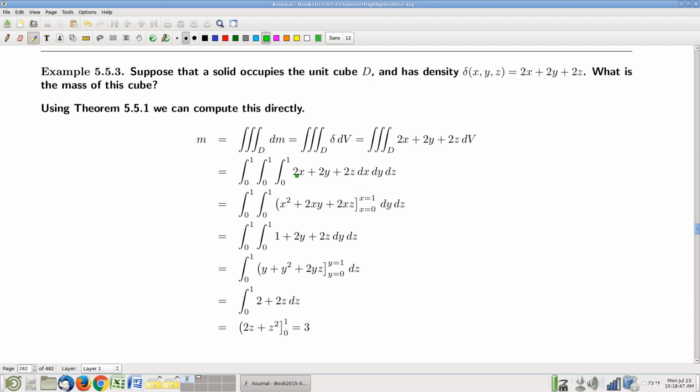So the antiderivative of 2x is x squared. The antiderivative of 2y is not y squared. Don't make that mistake. The antiderivative of 2z is not z squared because y and z are not variables. Y and z are constants as far as this inside integral is concerned. Just like with double integrals. Okay. The rest is algebra.